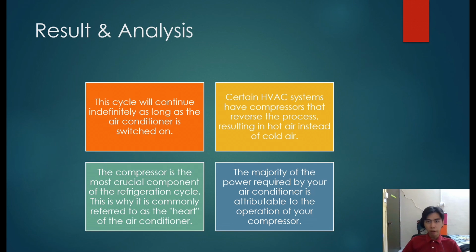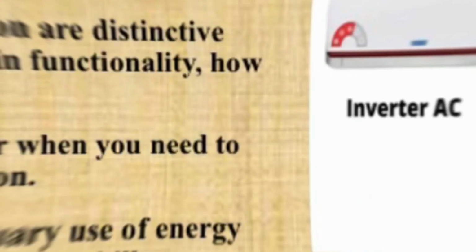Certain HVAC systems have compressors that reverse the process, resulting in hot air instead of cold air. We can see that the compressor is the most crucial component of the refrigeration cycle. This is why it is commonly referred to as the heart of the air conditioner. The majority of the power required by the air conditioner is attributable to the operation of the compressor.